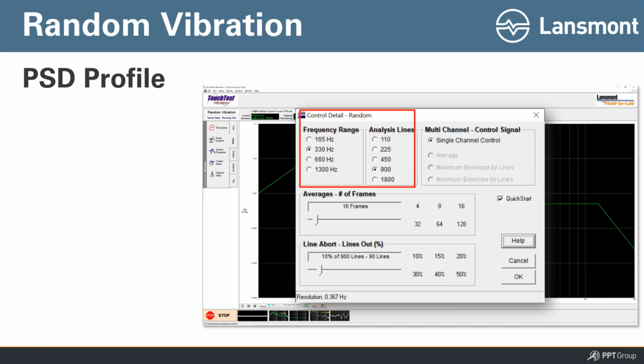That key criteria is right there in the frequency range and the number of analysis lines. What that means is the vibration controller needs to understand within what frequency range I'm going to be running my test moving forward. There's reasons why you might change that. You see in this example, there's 4 selections: 165 hertz full scale, 330 hertz, 660, 1300. In the cargo transport simulation world, most of the industry standard PSD profiles that we use go out to maybe, on the high end, 200 hertz.